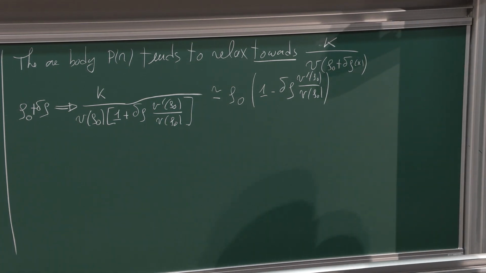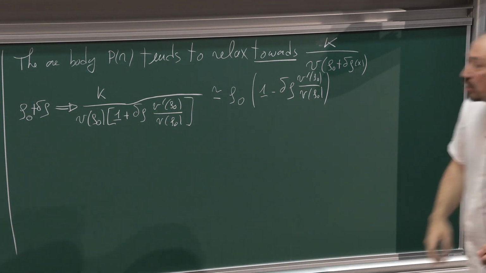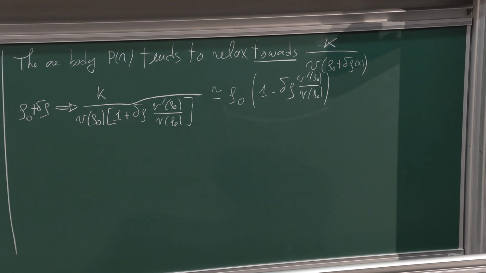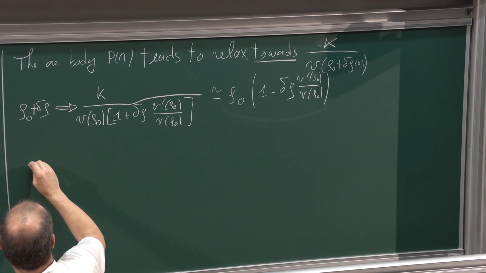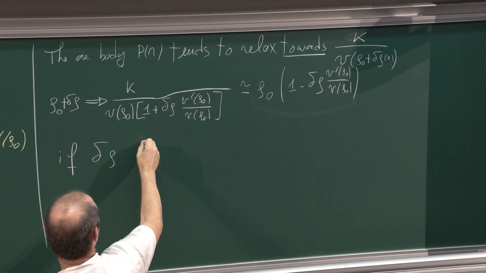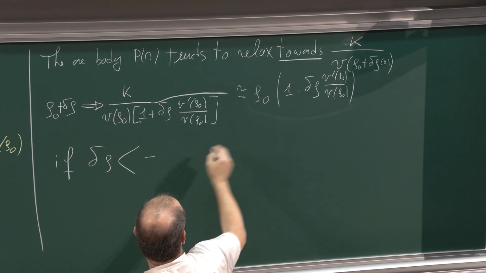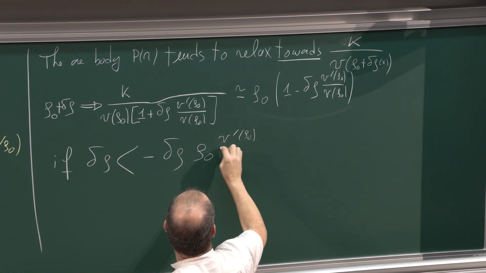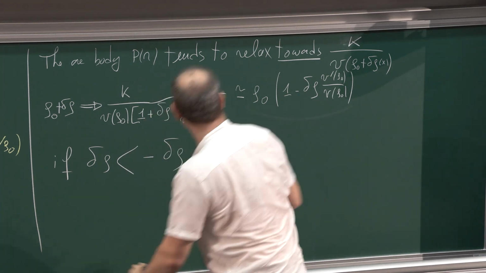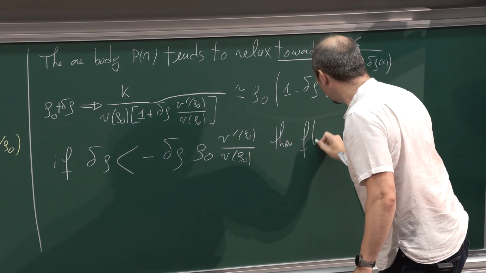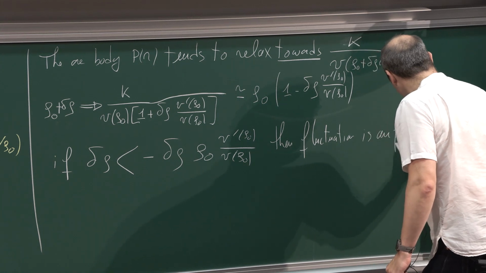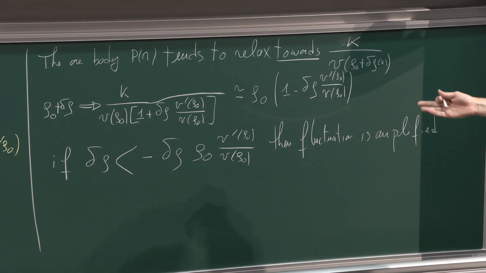And now the question is, am I relaxing towards something that amplifies the fluctuation or something that damps the fluctuation? So I want to compare this, which is the target towards which I will relax, to the starting point. And what I see is that if delta rho, the initial fluctuation, is lower than minus delta rho naught V prime of rho naught over V of rho naught, then the fluctuation is amplified. And this I can read what it means.